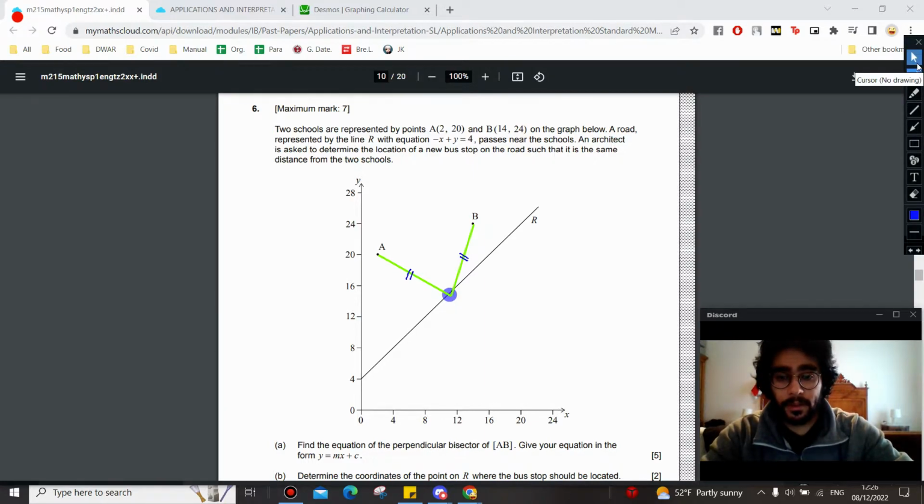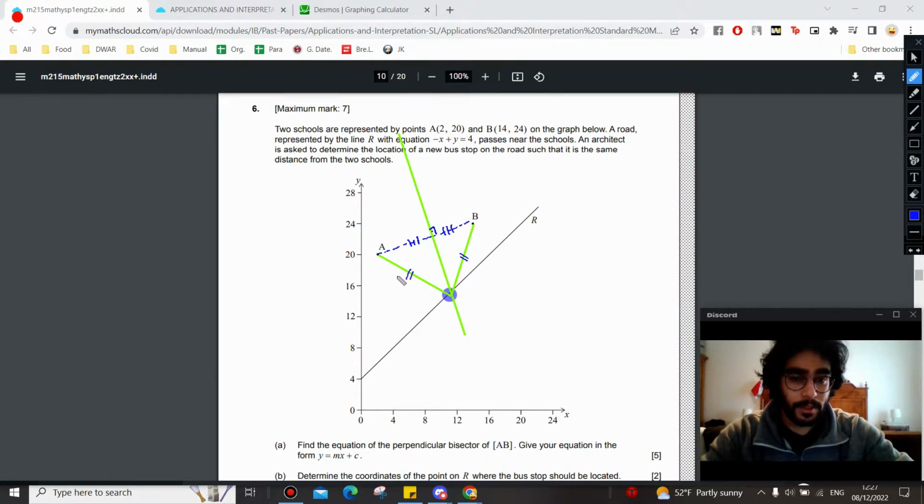Well, that's fine. Question number A, find the equation of the perpendicular bisector of AB. Give your equation in the form y equals mx plus c. Well, what's the perpendicular bisector? First of all, we draw a dotted line from A to B. The perpendicular bisector will be the line that cuts AB into two equal parts, because it says bisector. Let's say 3 lines here and 3 lines here. So these two parts will be equal, and it will also be perpendicular.